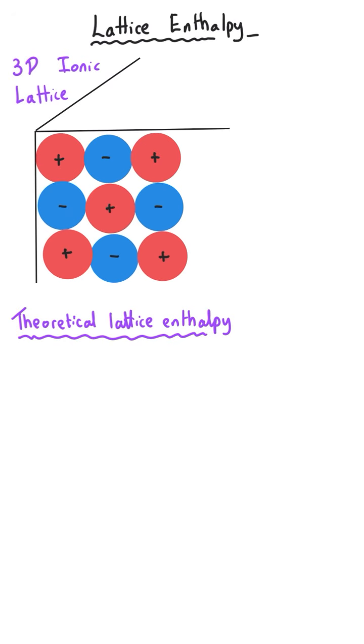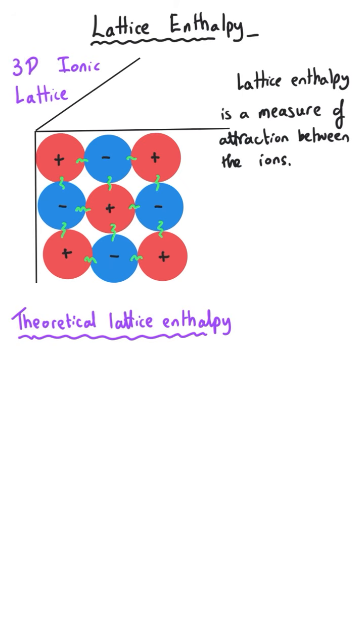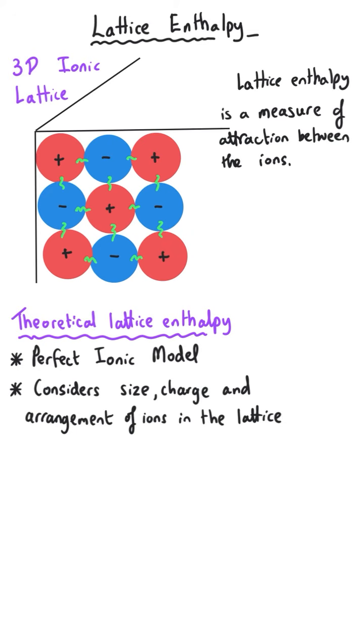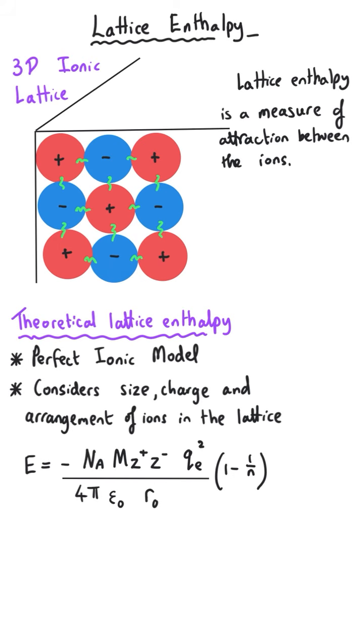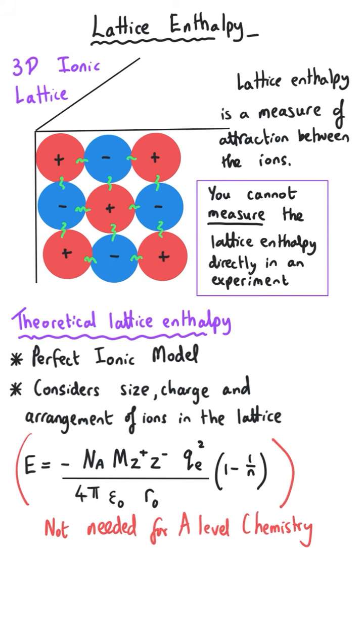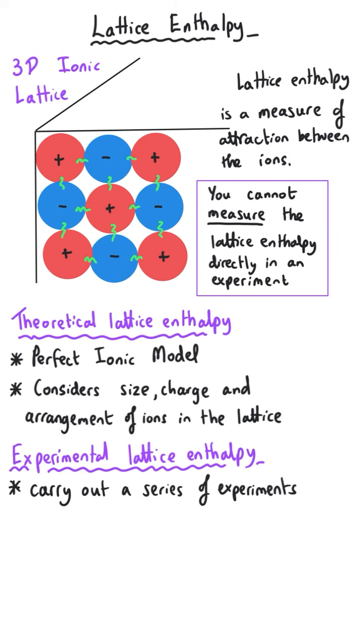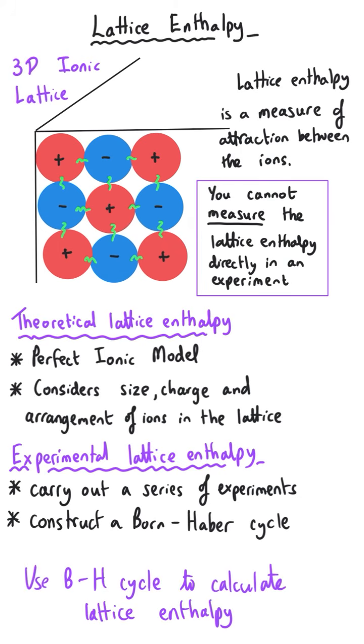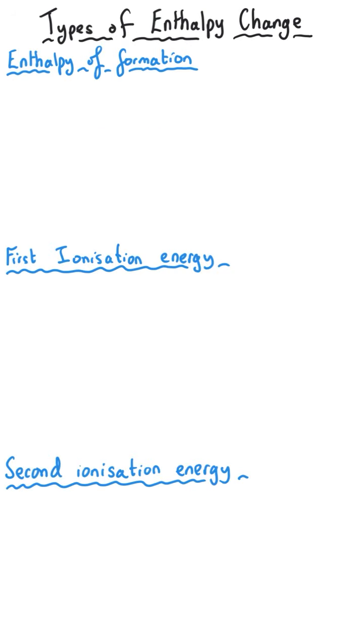We can calculate a value for the lattice enthalpy using the electric field strength equation that you might encounter in physics, but it's not something that you can measure directly. In order to determine a value for the enthalpy change of lattice formation or dissociation via an experiment, you have to do this indirectly through a series of other different enthalpy change experiments and combine them together in a Born-Haber cycle. You will have encountered these enthalpy changes earlier in A-level chemistry.